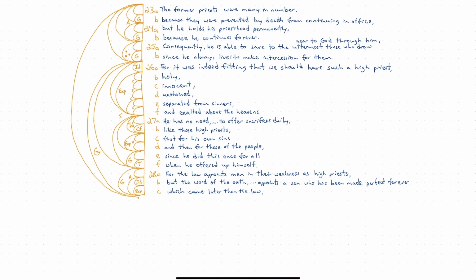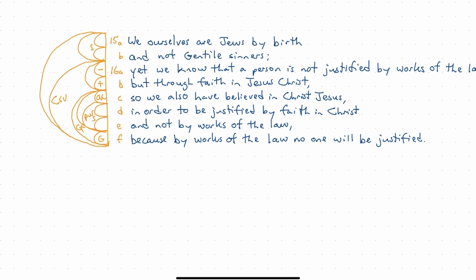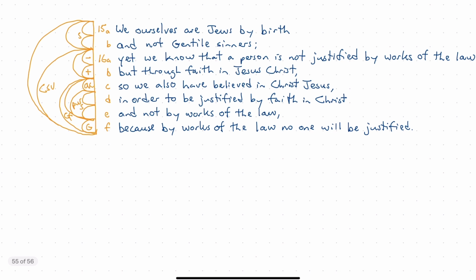Let me give you another example where we don't have such a clear-cut word given to us. I did a video a while back about Galatians 2:15 and 16, and these are those two verses again as I arced them out previously, that Paul is arguing that we ourselves are Jews by birth and not Gentile sinners, yet we know that a person is not justified by works of the law but through faith in Jesus Christ. So we also have believed in Christ Jesus in order to be justified by faith in Christ and not by works of the law, because by works of the law no one will be justified.